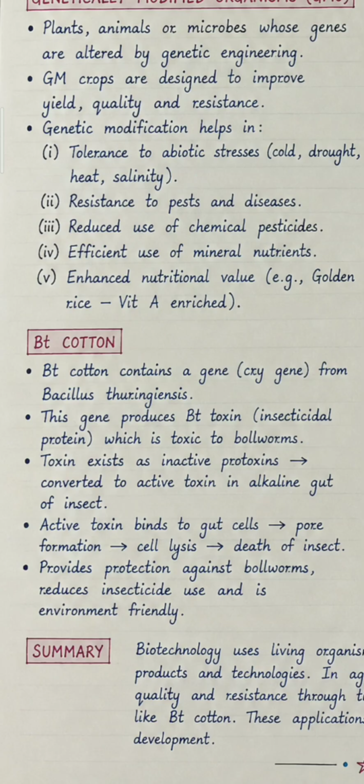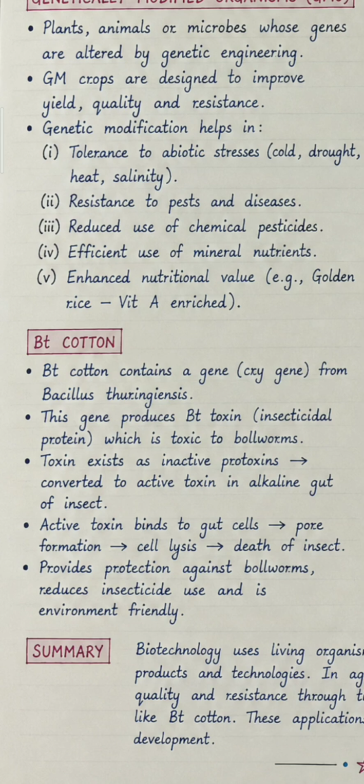And next is Bt cotton. Bt cotton comes from Bacillus thuringiensis, a bacterium. The Bt toxin gene has been cloned from the bacterium and expressed in plants to provide resistance to insects without the need for insecticides.